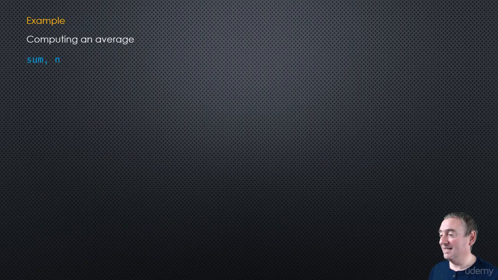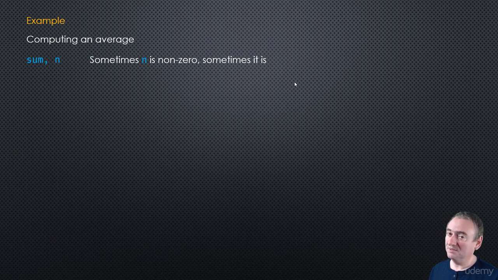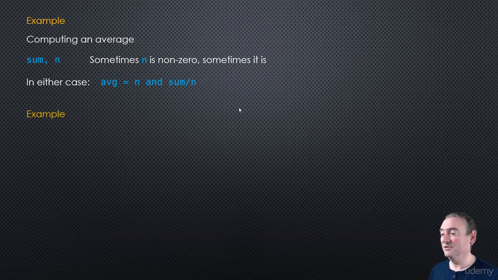Let's take that example with the average that I was talking about. So let's say we have sum and n. Sometimes n is non-zero, sometimes it is zero. In either case, the average is n and sum divided by n. Because if n is 0, we have no count, then the average is 0, so we want to return 0. On the other hand, if we do have values, so n is non-zero, it's going to be some positive integer, then we do want to take sum divided by n. That will be the average.